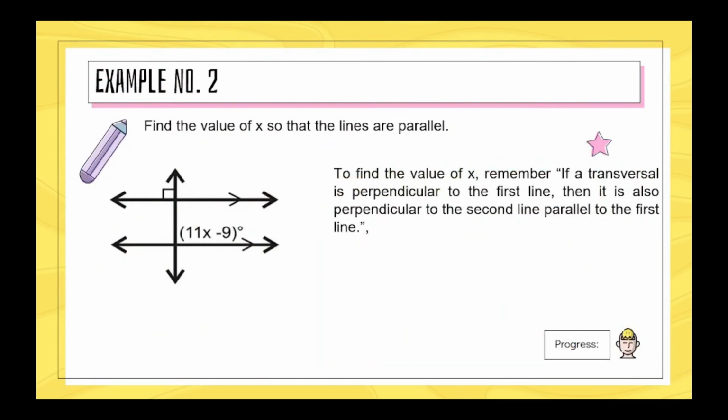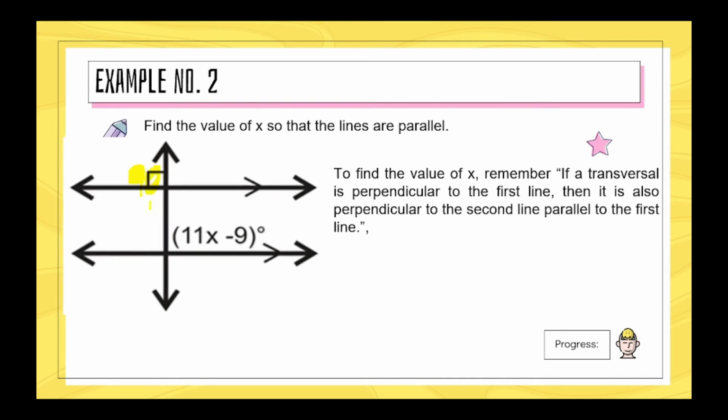Next, example number 2. Find the value of x so that the lines are parallel. So, we have here the small box. Ibig sabihin yan, ang measure nito ay 90. And we have here another angle, 11x minus 9. Okay? So, to find the value of x, remember, if a transversal is perpendicular to the first line, then it is also perpendicular to the second line.